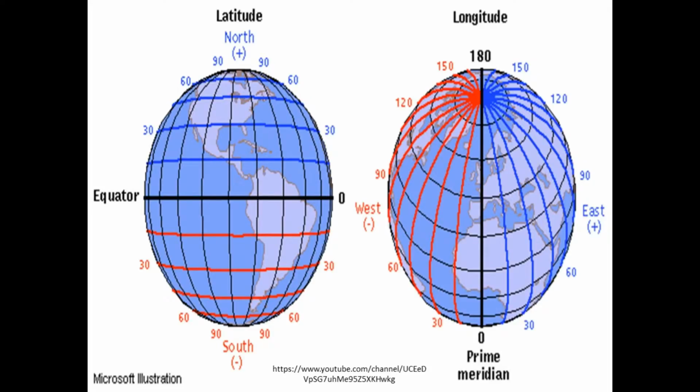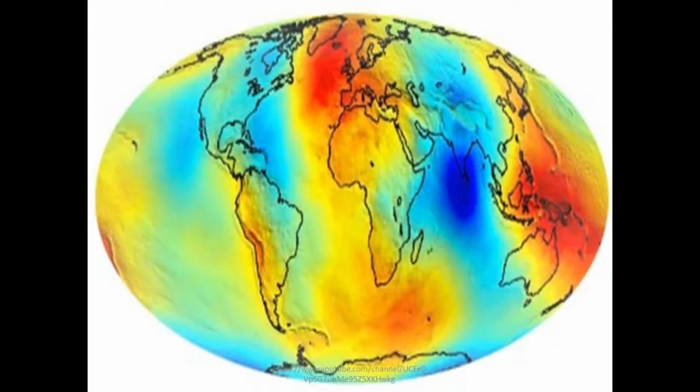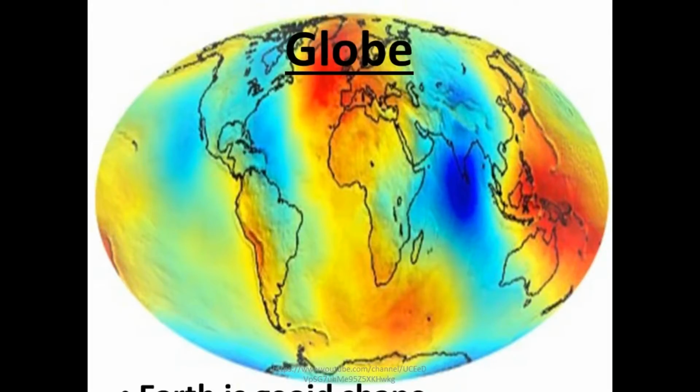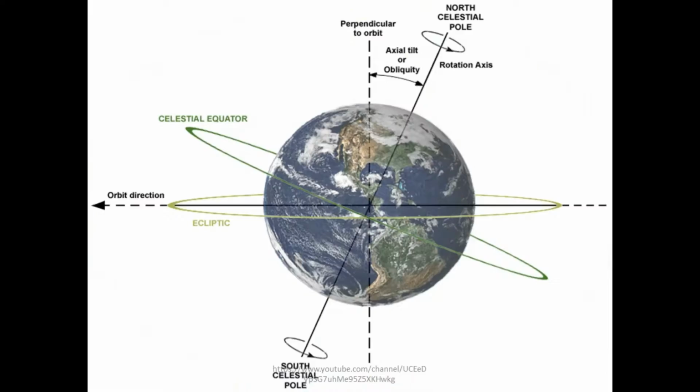Hi friends, let us start another chapter, Latitudes and Longitudes. First, this is Earth, nothing but a globe. Earth is a geoid shape, I already discussed. Geoid shape means flattening at the poles and bulging at the equator. So this is the shape of our Earth.